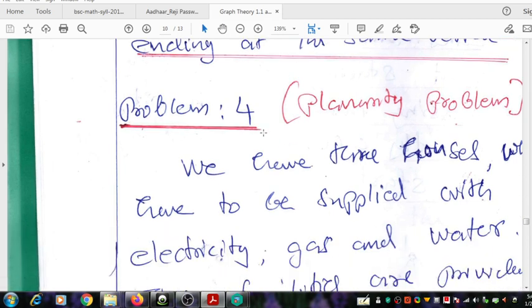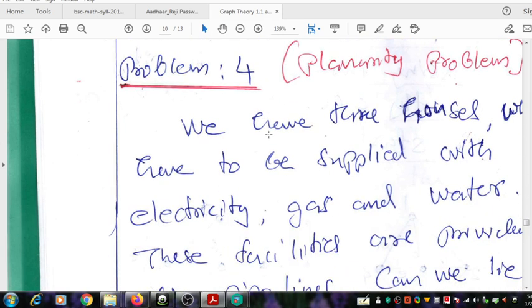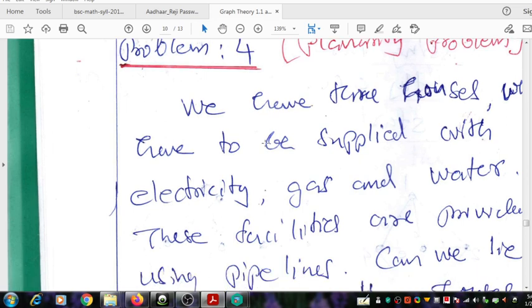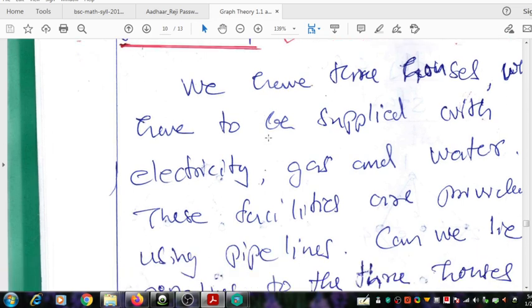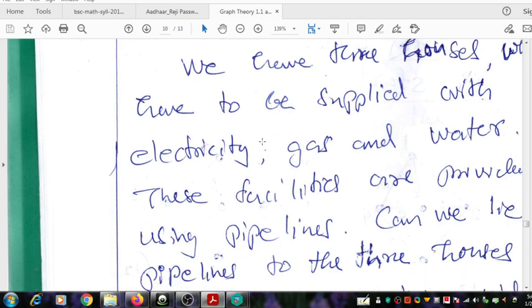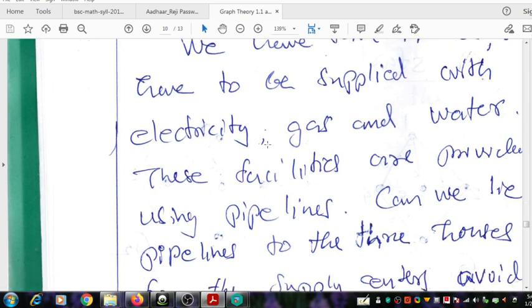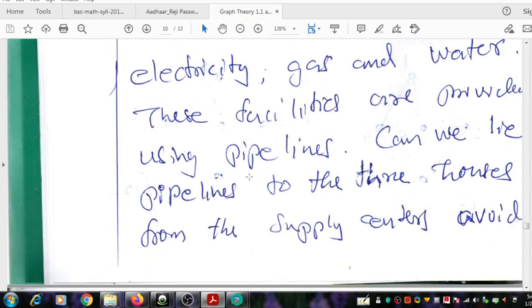Now coming to problem 4, it is the planarity problem, and we have three houses. We have to supply these houses with electricity. Three facilities are there: electricity, gas, and water. So we have to supply electricity, gas, and water to the three houses, and these facilities are provided using pipelines.